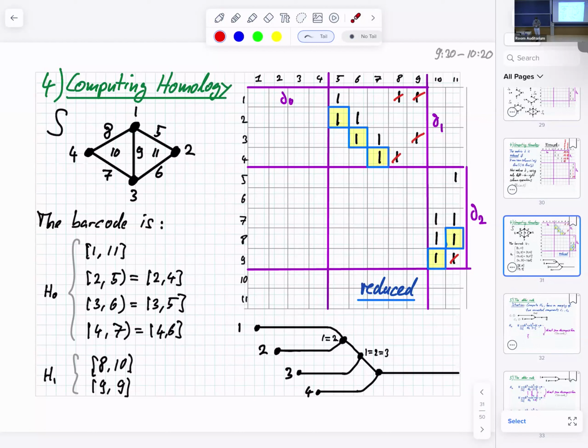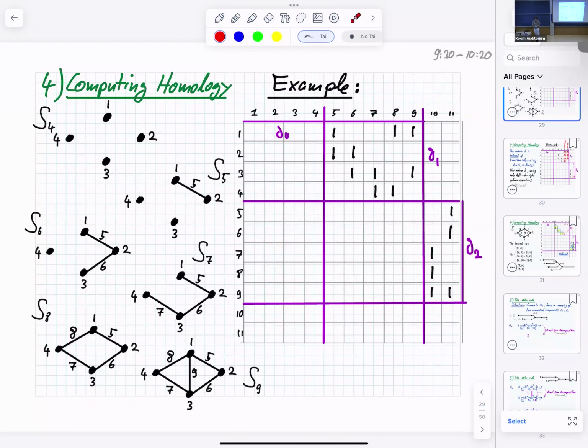Did we understand the H1? So at 10, we create this triangle. What about H1? H1 measures non-contractible circles, right? So at position 8, we created an H1. Do you see that?